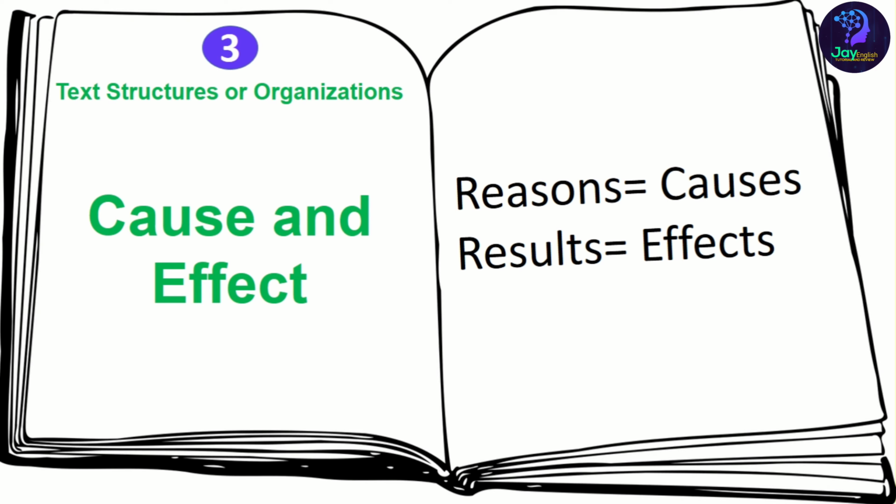For instance, when an author gives reasons why something happened, he or she is explaining the cause. It means that the reasons are causes. Also, when a writer explains the results of an action, he or she is explaining the effects of a cause. It means that the results are the effects.